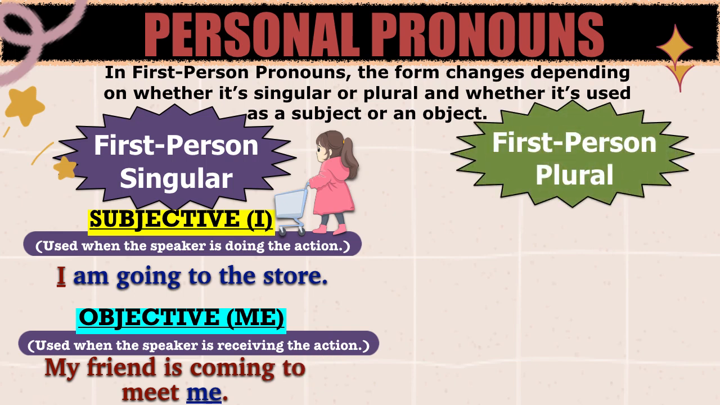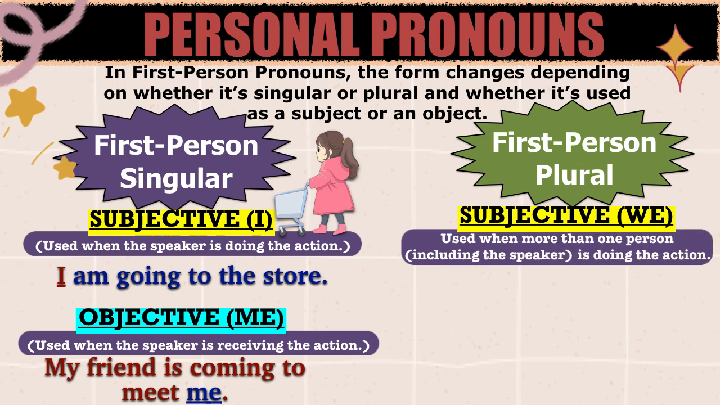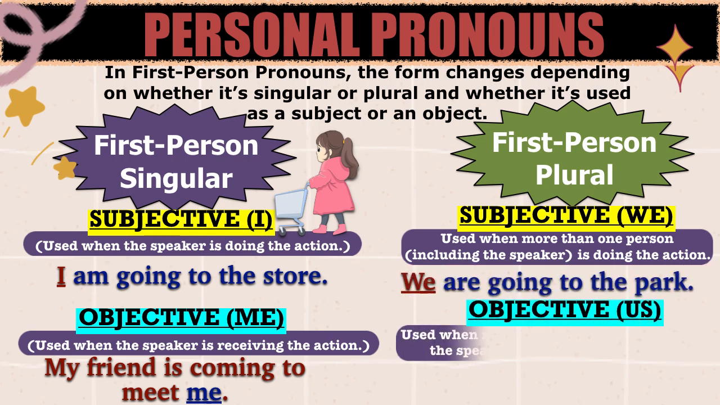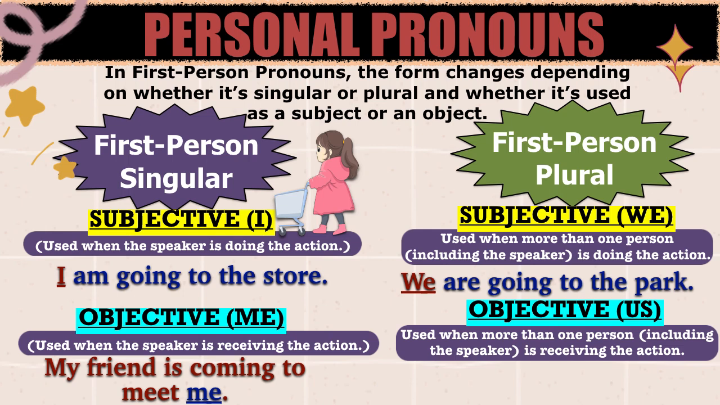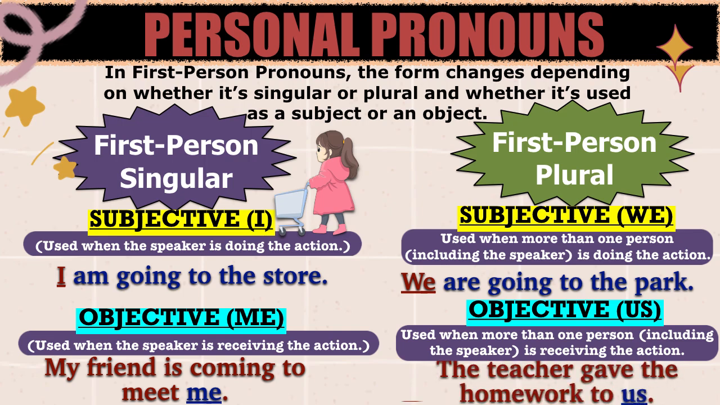First person plural. Subjective: we. Used when more than one person, including the speaker, is doing the action. Example: we are going to the park. Objective: us. Used when more than one person, including the speaker, is receiving the action. Example: the teacher gave the homework to us.